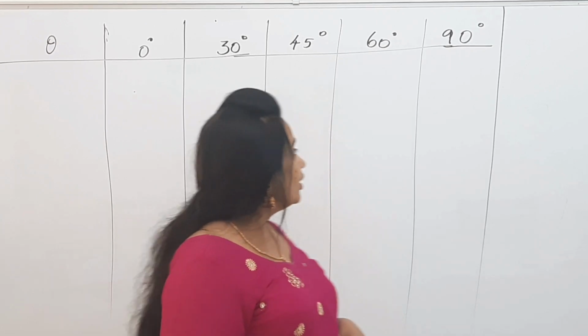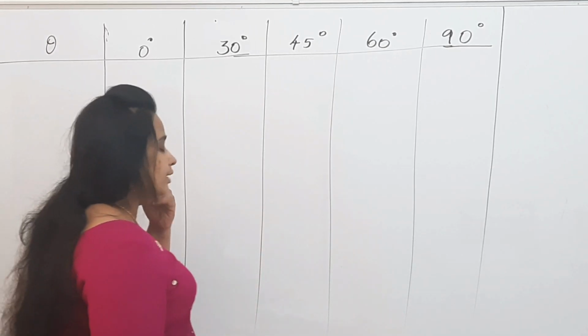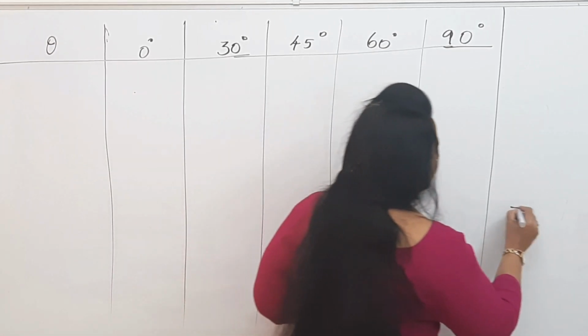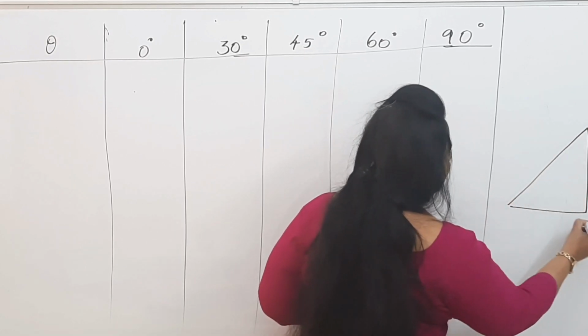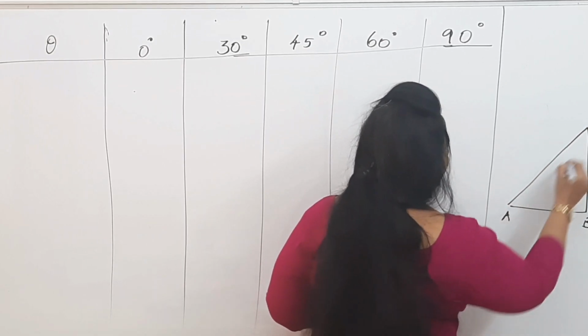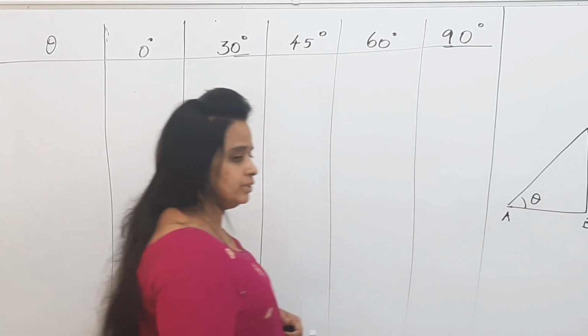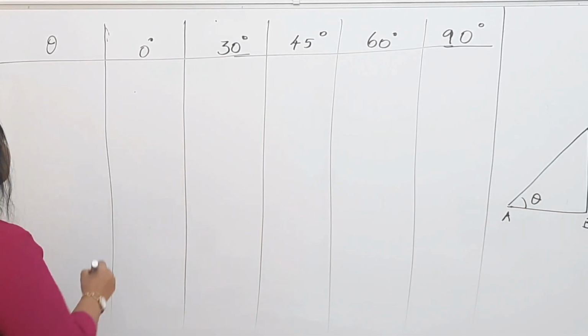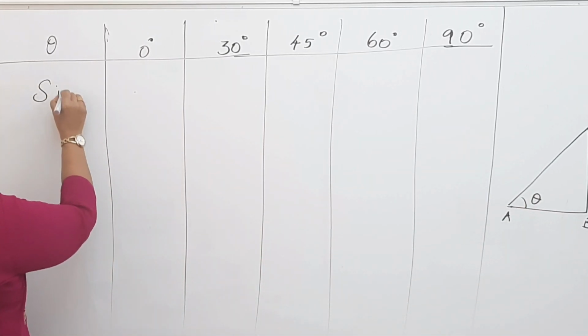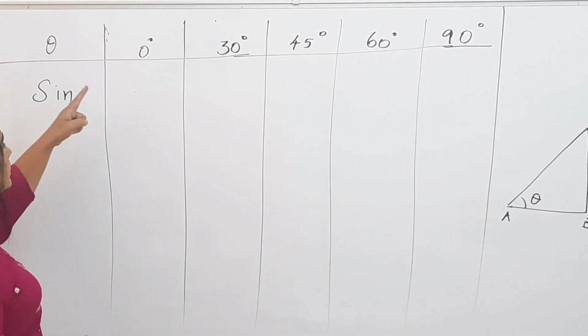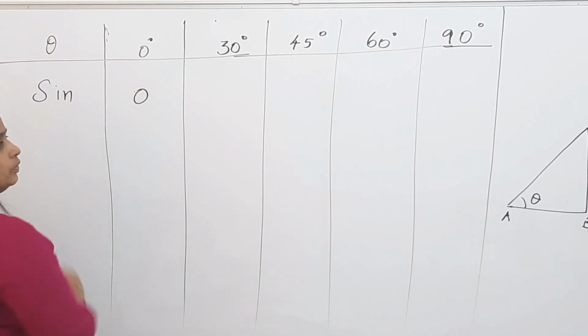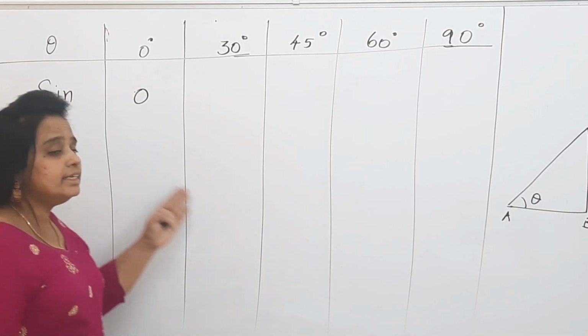Here we go. You know the triangle is ABC where angle B is 90 degrees, and here the angle is theta. Now I go with the sine ratio. Sine 0 is 0. Ma'am, how do we start these values?